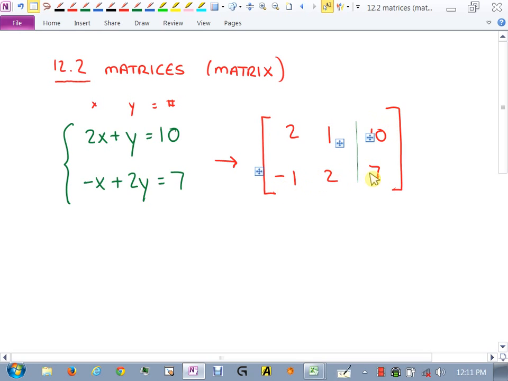Negative x plus 2y equals 7. Understand? It's just a different notation. This is called an augmented matrix.